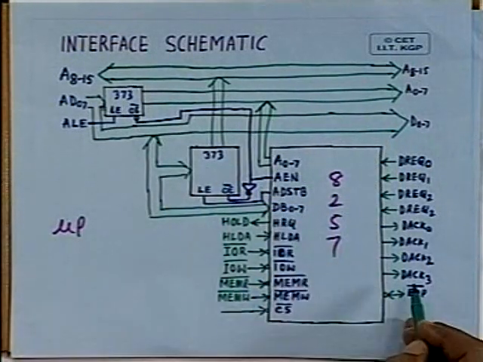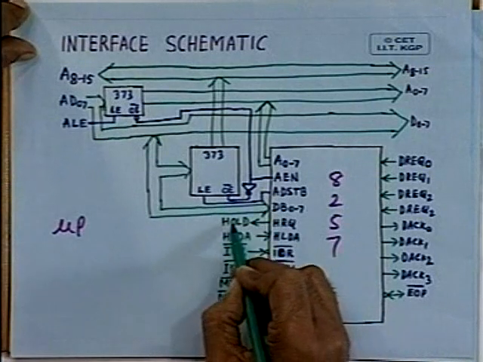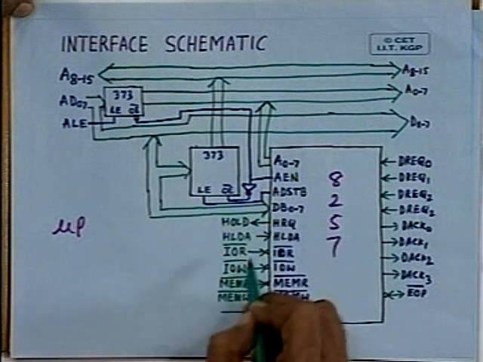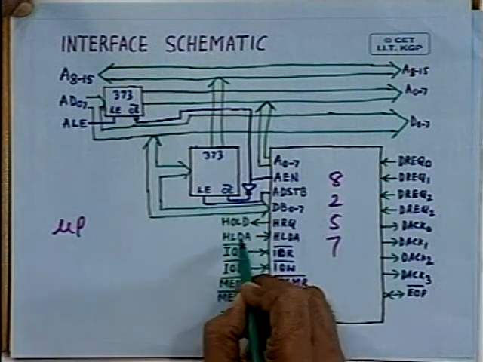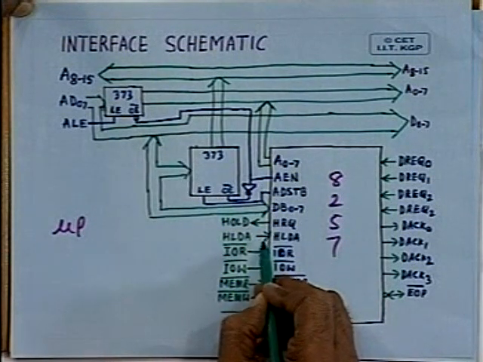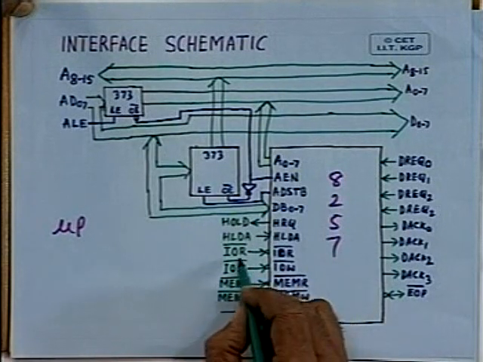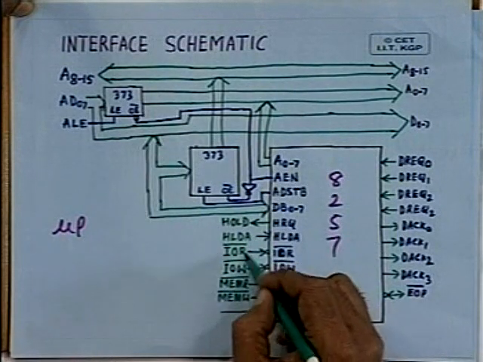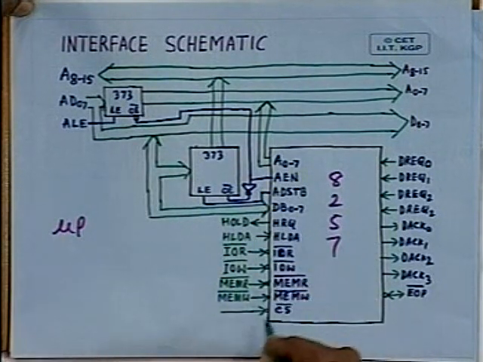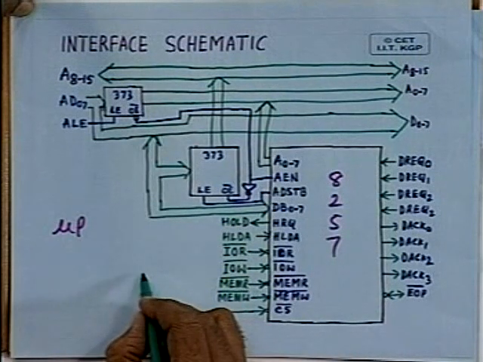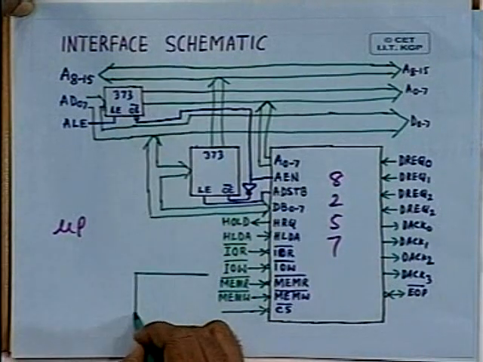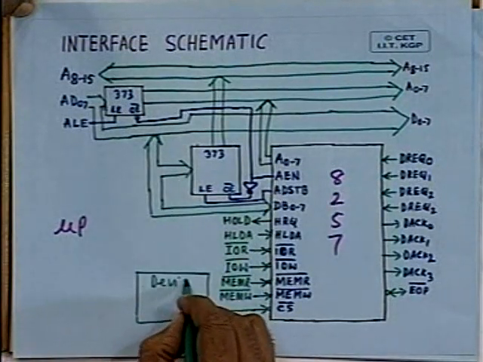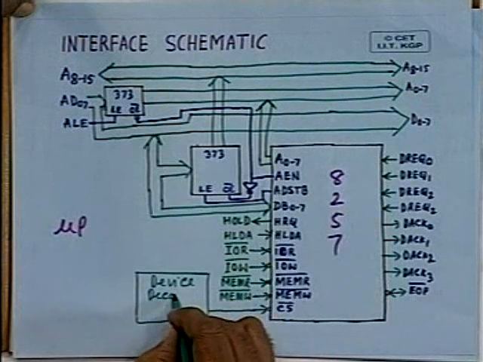through these data lines. And this is the line which is going to the microprocessor as DMA request. This is the DMA grant signal coming from the microprocessor, and these are the conventional IO read, IO write, memory read and memory write used for interfacing to the microprocessor side. And this is the chip select. Obviously, you will require a device decoder circuit to generate the chip select, which I have already explained.